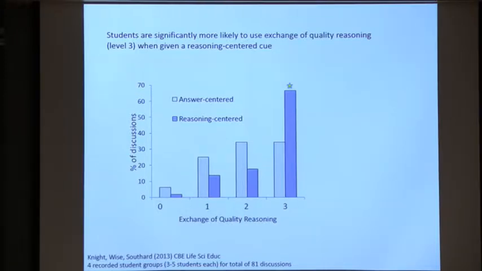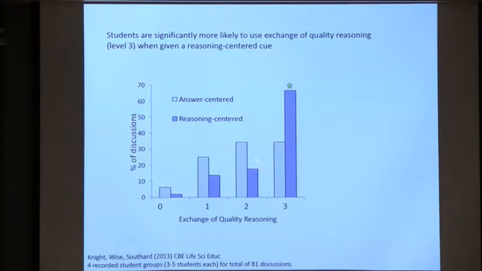So what you see here are, we recorded 4 groups of students, 3 to 5 students in each group. So again, we're only recording about 20 out of 80 students, so it's a subset of the students. But when they were given a reasoning-centered cue, they were much more likely to get to this higher level of exchange of quality reasoning. So they were more likely to exchange fully fledged reasons for their answers when they were given that cue. These are the same students, either given the cue or not given the cue. So there actually is an impact of what the instructor is saying.